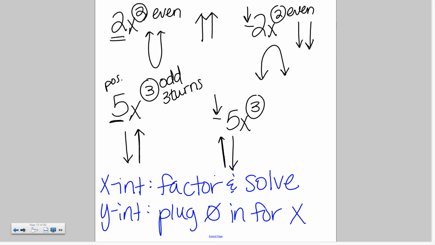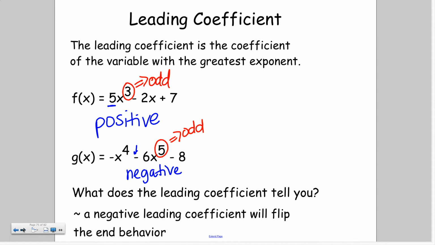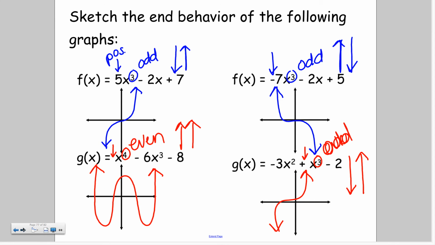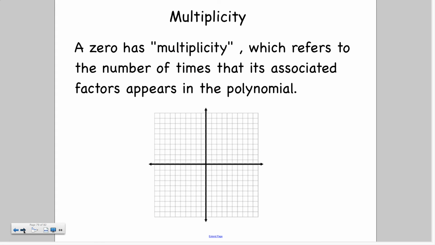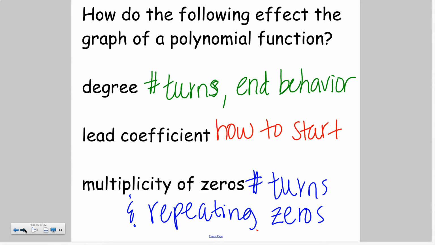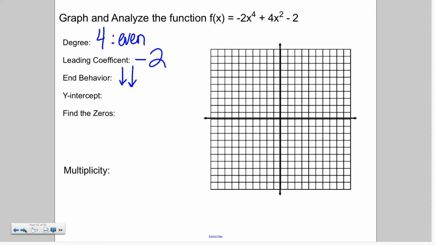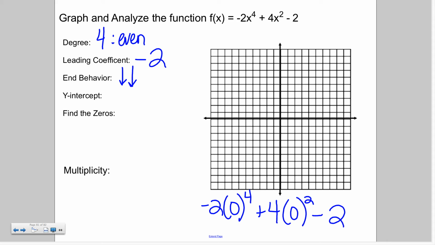So if we go back to page 37, and I want to find my y-intercept, I'm going to plug 0 in for every x. So I'm going to have negative 2 times 0 to the 4th plus 4 times 0 squared minus 2. You're going to figure out pretty soon that your y-intercept is just that constant. So my y-intercept is negative 2.